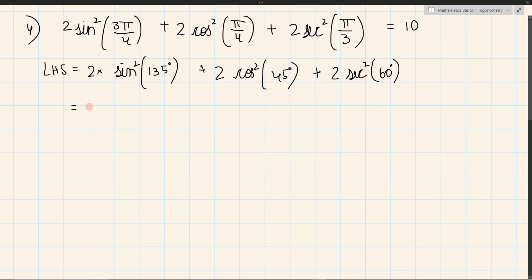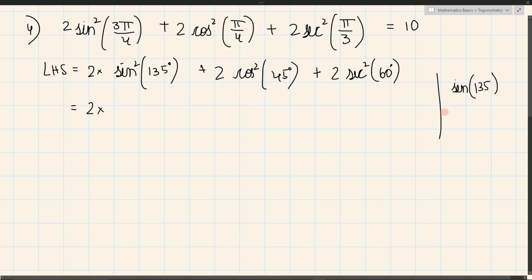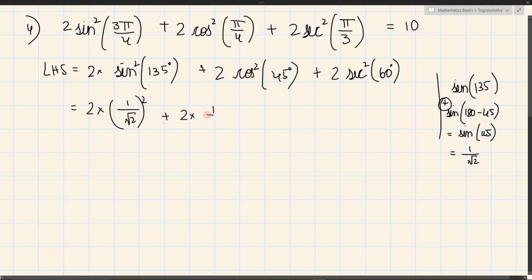So we have 2 into, so what is the value of sin 135? Sin 135 can be written as sin of 180 minus 45. So in the second quadrant sine is positive, so we have sin 45, that is equal to 1 by root 2. So we have (1 by root 2) whole square plus 2 into cos 45. Cos 45 is also 1 by root 2, whole square, plus 2 into sec 60.